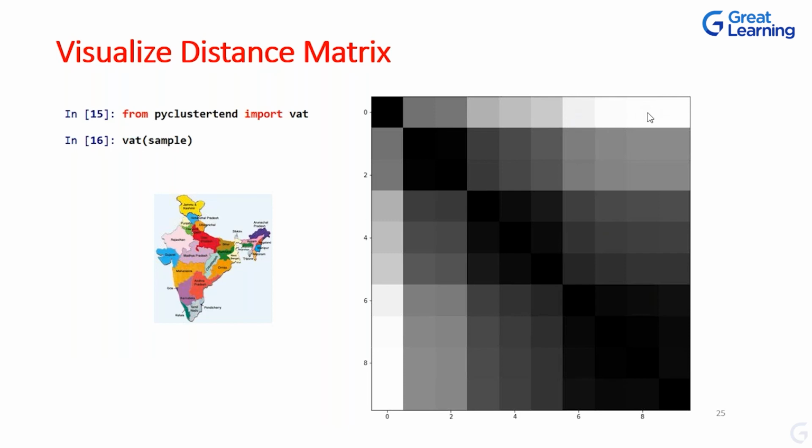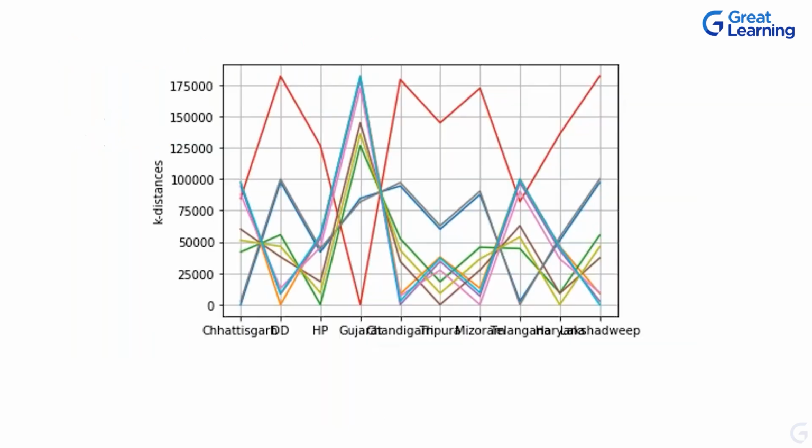So somewhere it is white, somewhere it is black, at some places or more places it is in between. This further indicates that clustering is feasible in this data set. So this is one indication. This is another one. Both are helping you to take a decision whether good clustering is feasible or not.